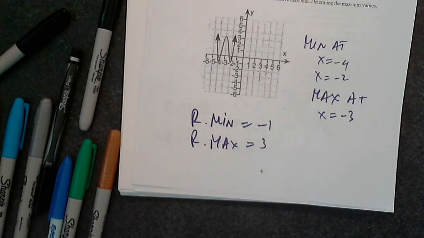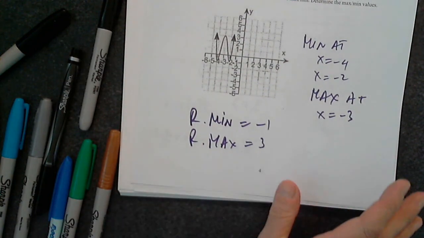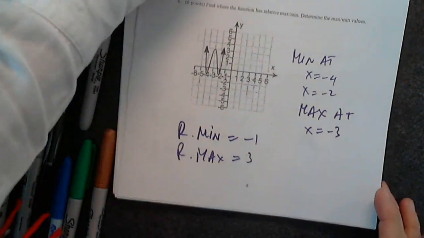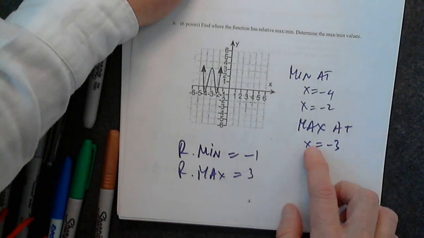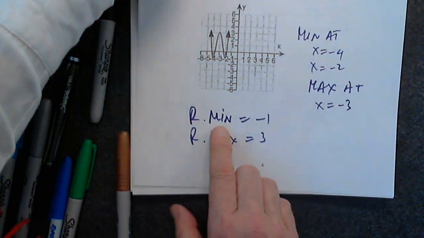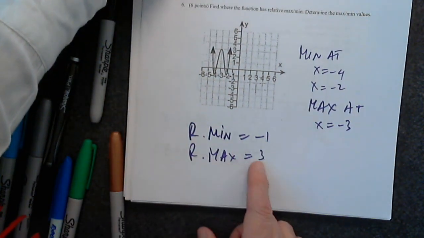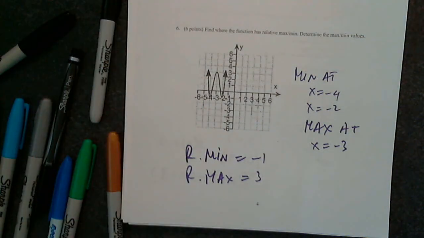Good point. Wait, so how many answers are there to this problem? Just 2? So minimum at x equals -4 and -2, maximum at x equals -3, relative min equals -1, relative max equals 3. Okay, so for all the answers. Yes, because that's what we are asked to determine.